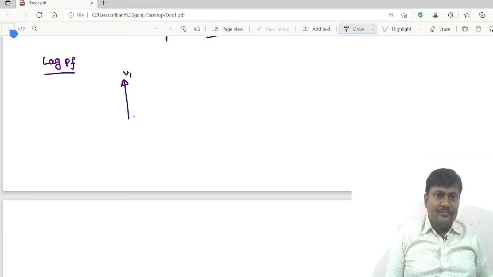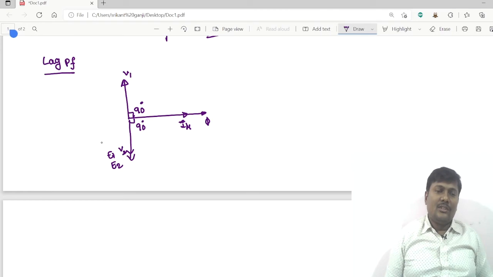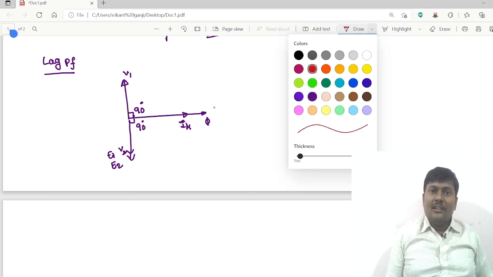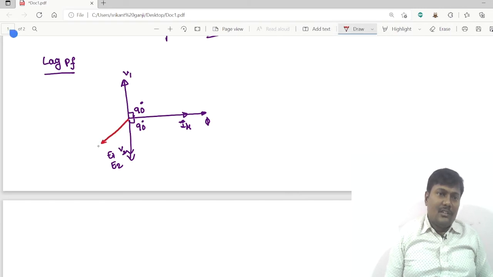This is V1. The magnetizing component of current is like this, lagging by 90 degrees. The induced EMFs in the windings also lag by 90 degrees. By neglecting the small angle, let us assume V2 is in phase. With respect to V2, the I2 current is lagging at an angle of phi 2, where phi 2 is called the secondary power factor angle.